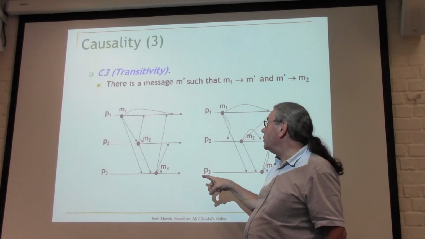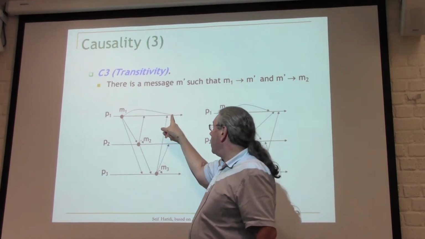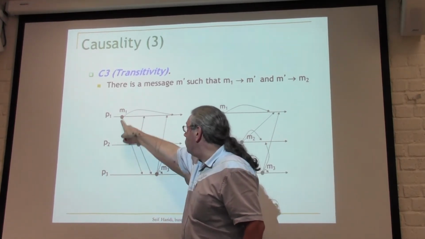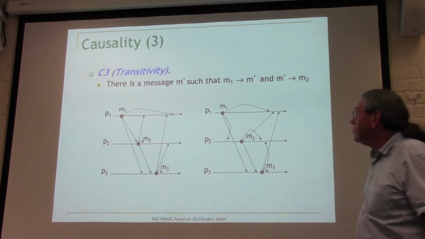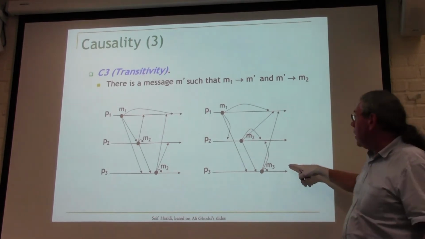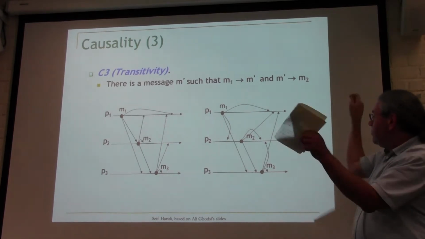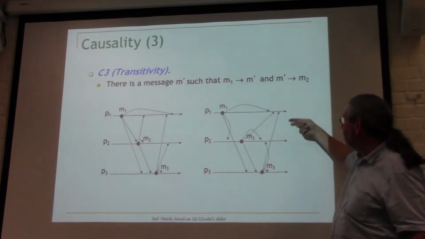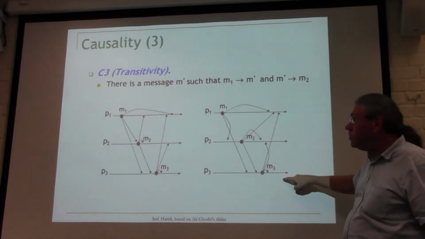No. Why not? Because message 1 is delivered after M2 and M3 on P1. Right. Message 1 is causally before M2, but it's delivered after. So this one is not transitive. What about the one on the right here? There are arrows going everywhere, so you have to look at every node here. Look at all three arrows on every node.